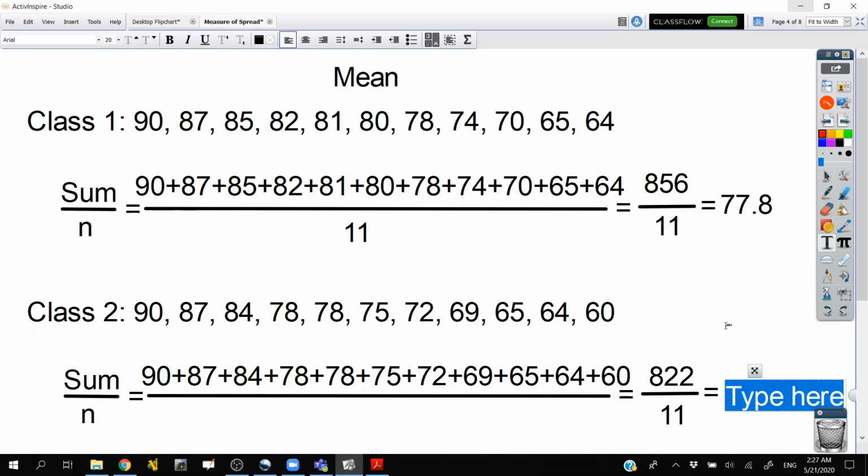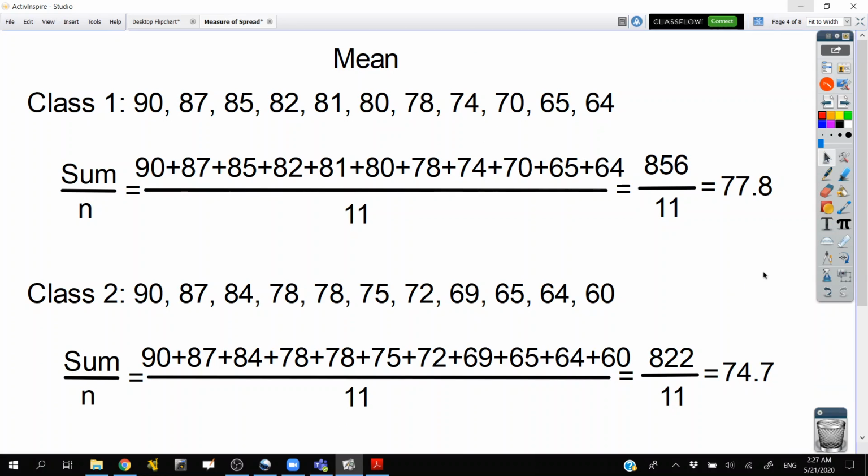74.7-ish, real close to that. Good. So mean is by far the most work, but it also is the most real, like the actual center of the data. And you can see class 1 did significantly better than class 2, like about 3 points better. 3 percentage points is half a grade. That's a lot.